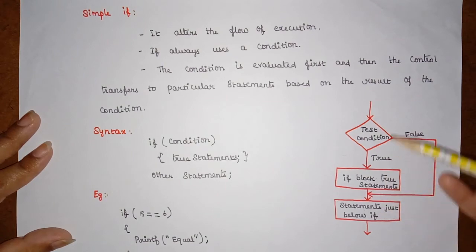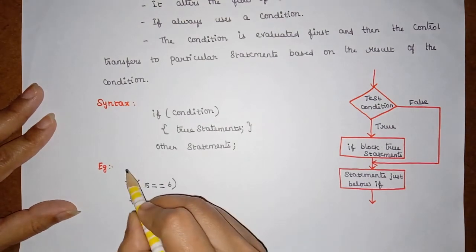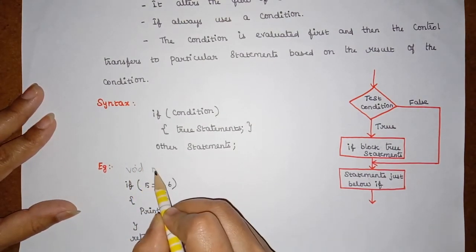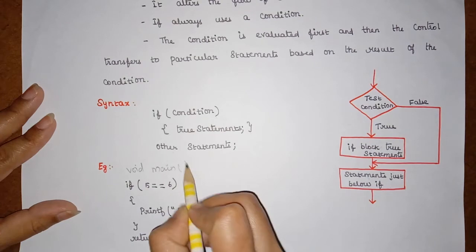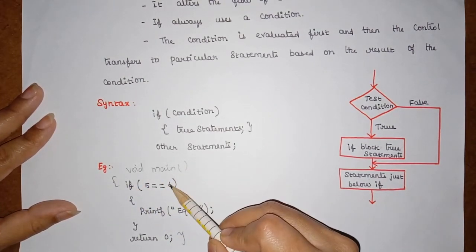So this is the flow diagram for simple if statements. And now we'll see one example. So this is the given example, and inside the main function, here we have a main function, void main, and inside this main function we have one if condition.